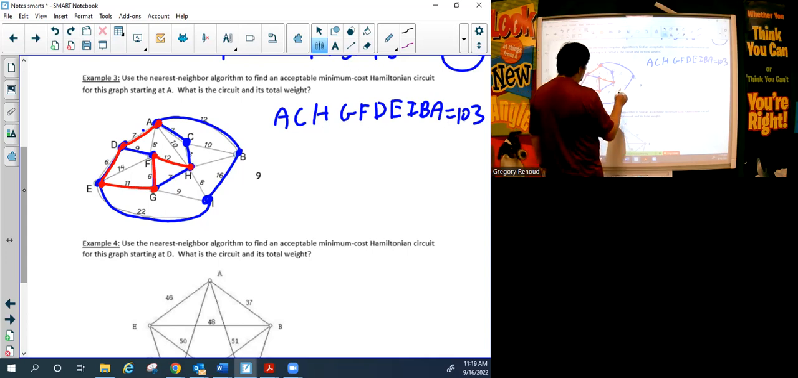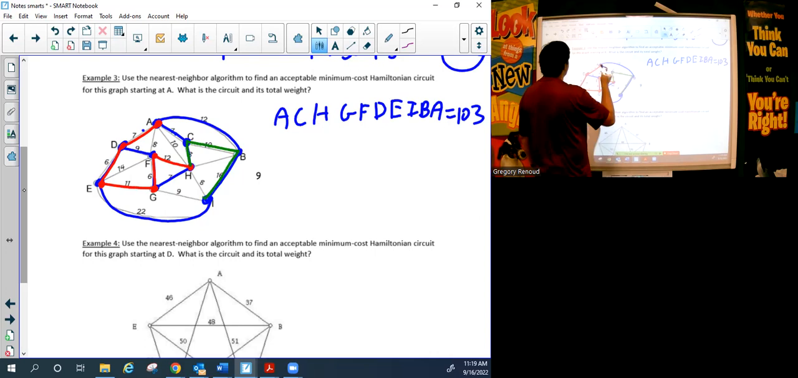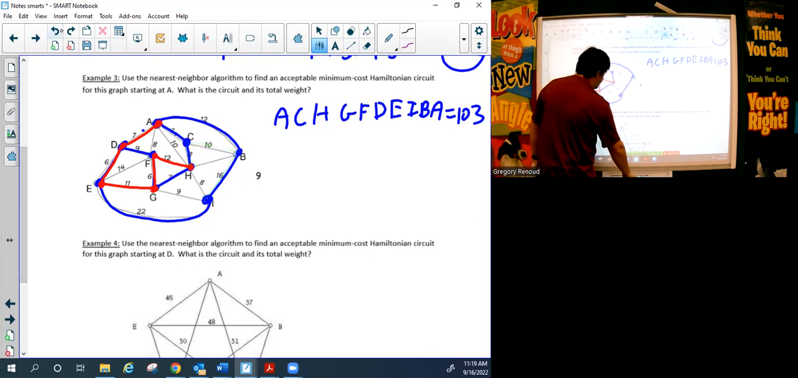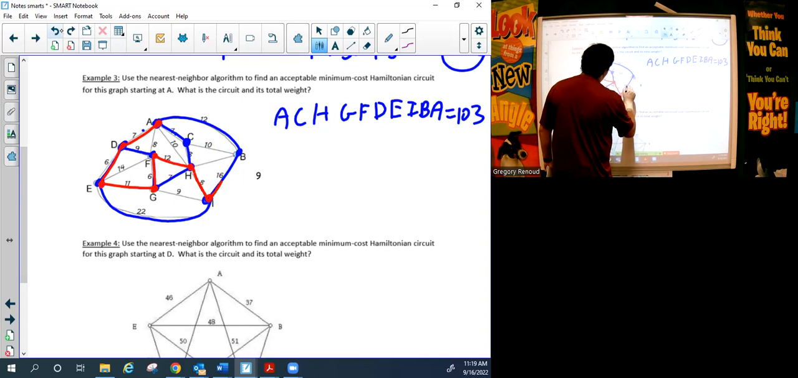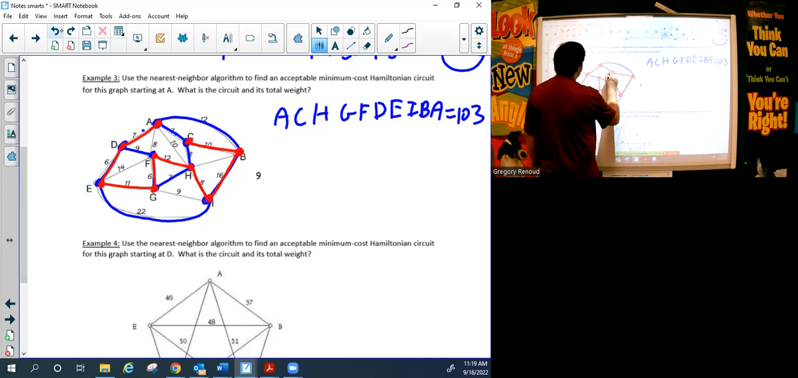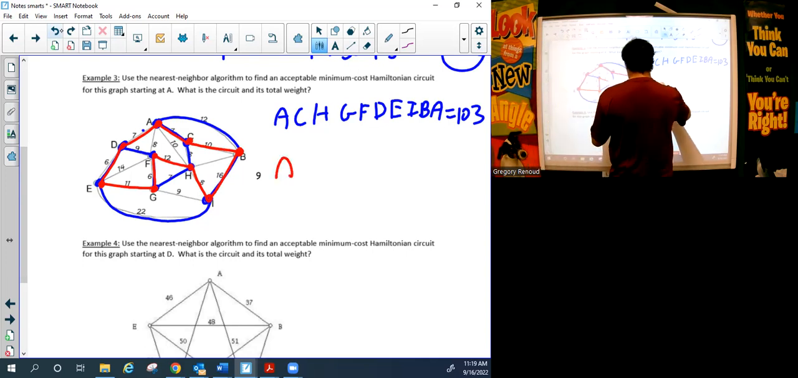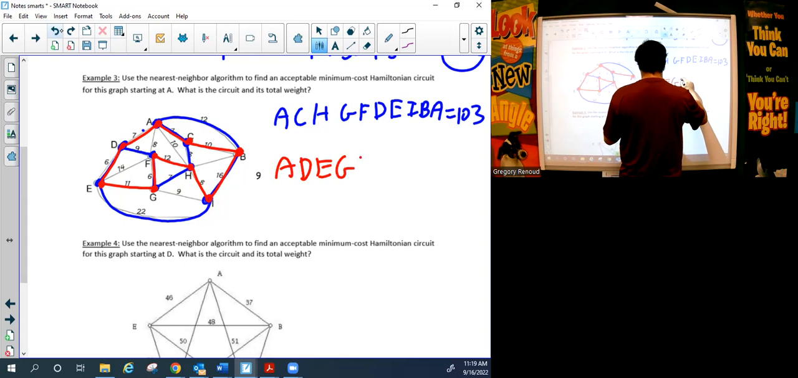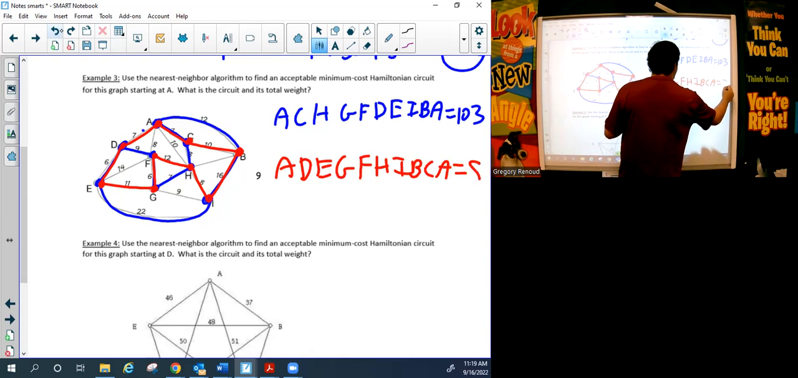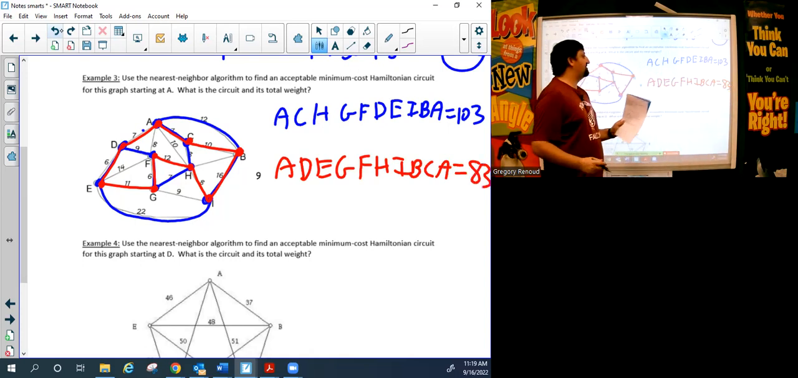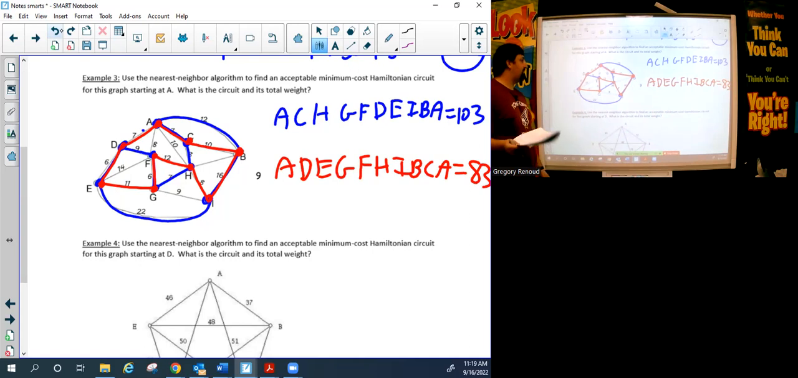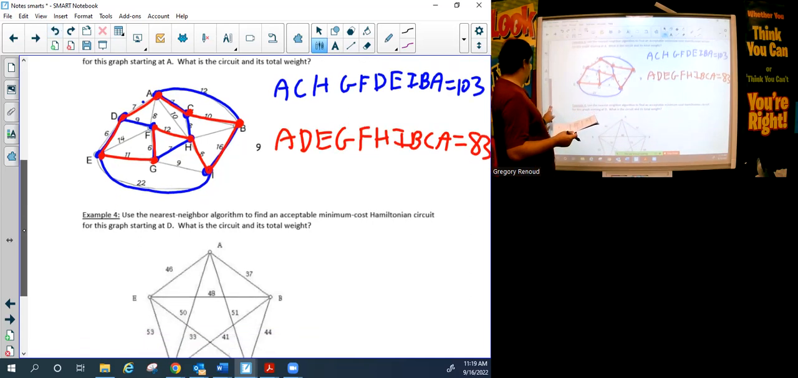Then I could either go to C or I, but if I go to C, I'll put it in a different color just so we can see. If I go to C, then I'd go to B and I, and I'd be stuck. Don't want to get stuck, so instead we have to go to I, then B, then C, then A. That hit all the vertices. So that was, and if we did that, that one actually came out to 83. So this is the better circuit to use. Although on a test or quiz, I would take both.